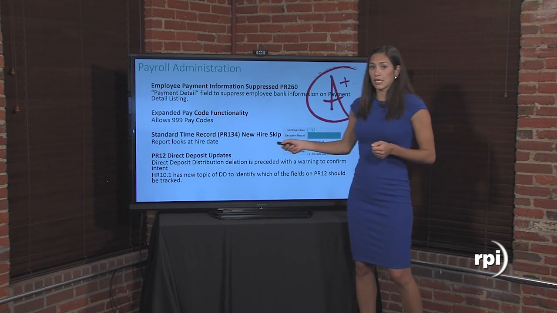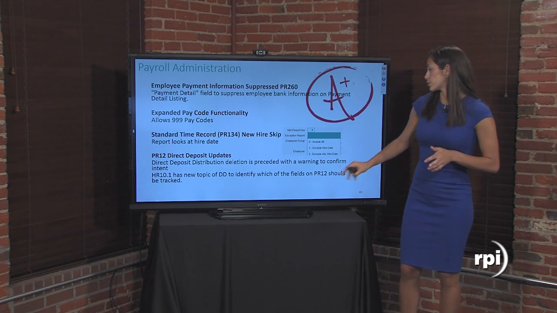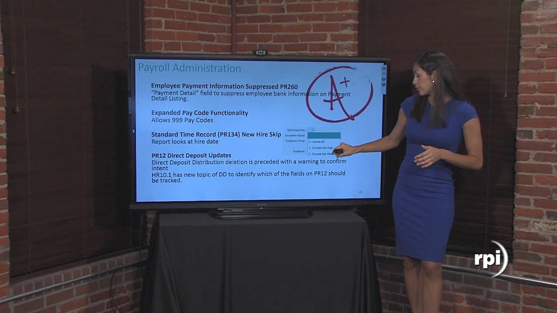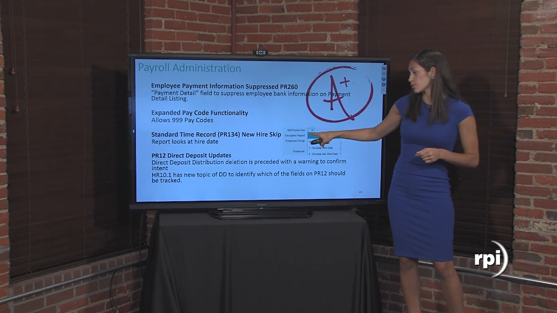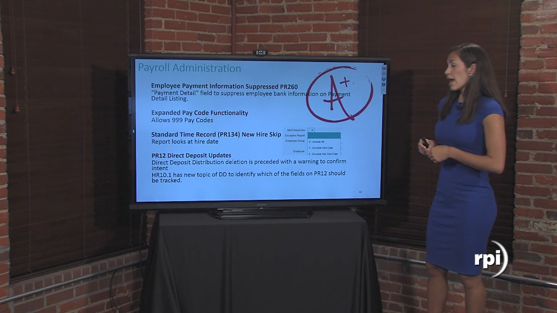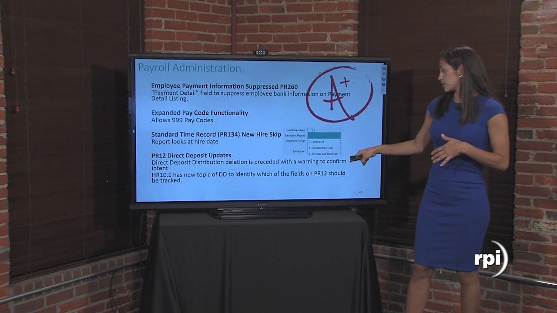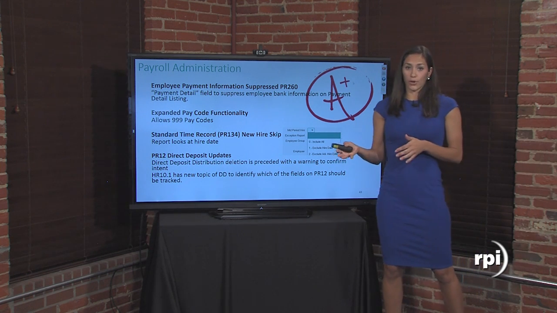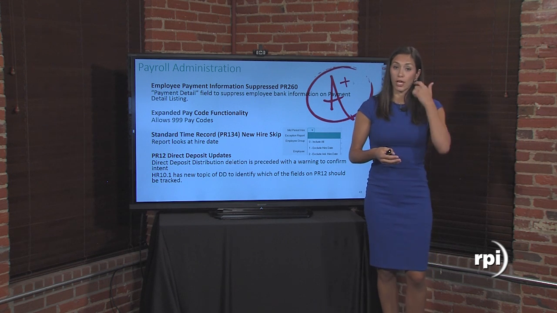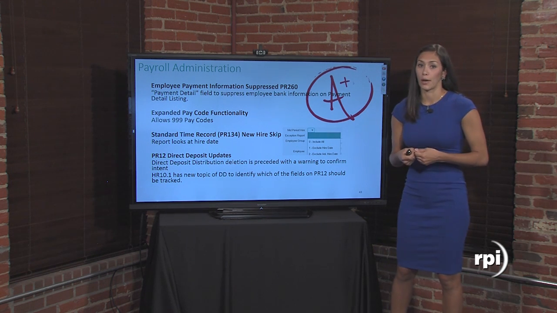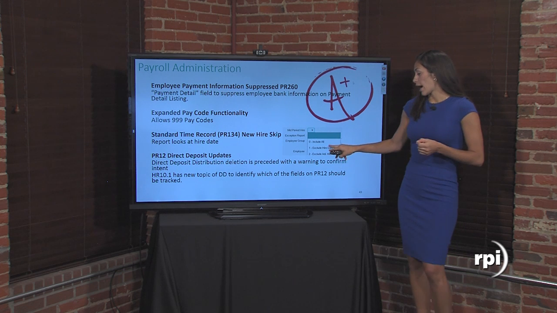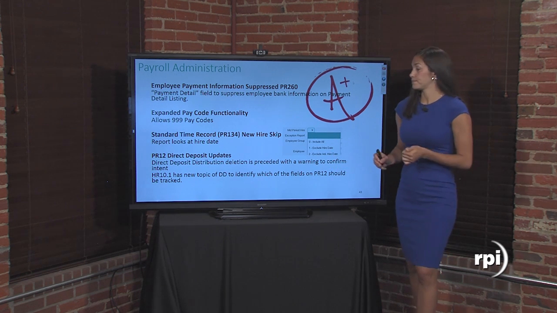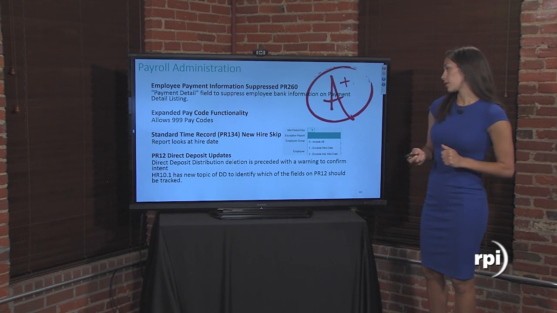PR134, this is a great update. So when you're running the PR134, there's a new option, these are screenshots from the 134, to skip new hires with a mid-pay period hire date. And what that does is that if you choose to skip them, it'll print them out on a separate exception report, and you can go back and view them and verify if you actually need to create pay records for them or not. And you do have the option to choose the hire date or the adjusted hire date there. So if they're a rehire, you can capture that as well.